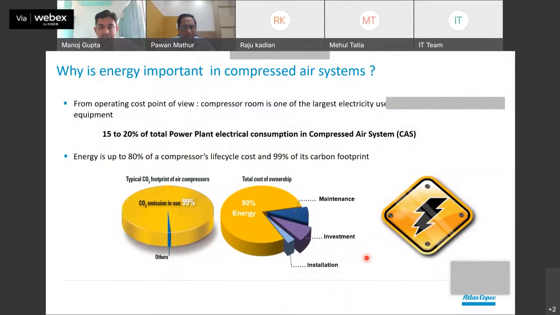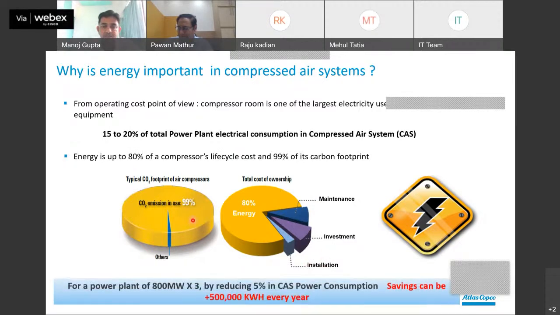Why is energy important in compressed air systems? From the operating point of view, the compressor room is the largest electricity user in the whole equipment, and 15 to 20% of power plant electric consumption is in the compressed air system. And energy is up to 80% of compressor life cycle cost. If we see the total cost of ownership, 80% is the energy cost, and the remaining is maintenance, investment, and installation cost.